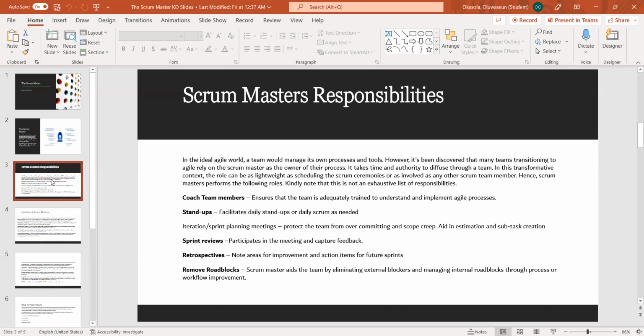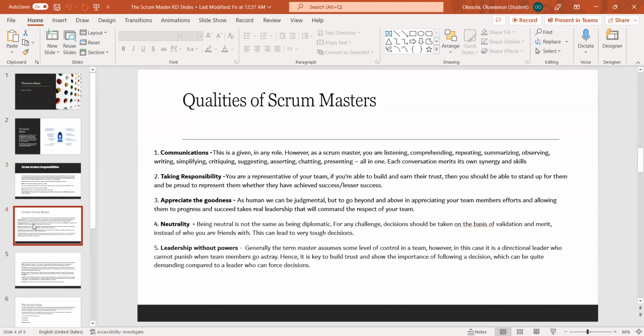So the Scrum Master also removes roadblocks, right? As discussed earlier, the Scrum Master aids the team by eliminating external blockers and managing internal roadblocks through process or workflow improvement. So then we move to the qualities of Scrum Masters. A Scrum Master needs to come with a diverse set of qualities to be able to deliver effectively on the team.